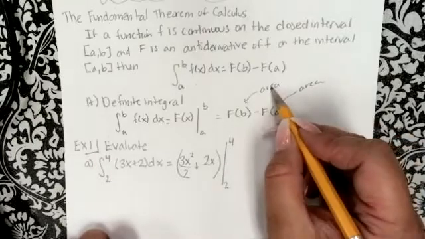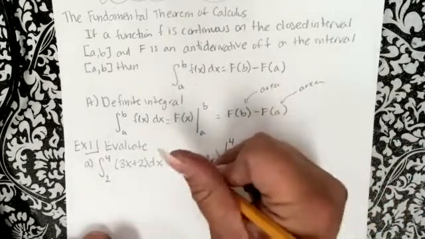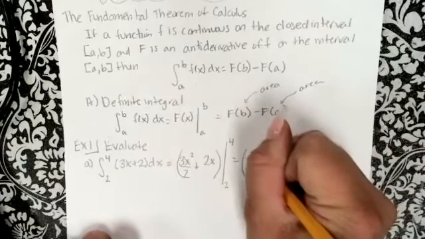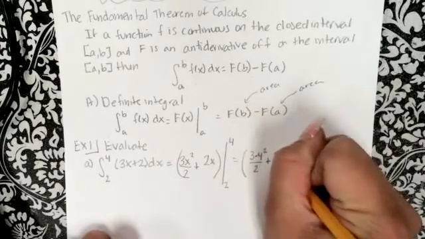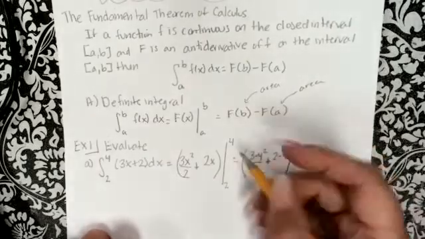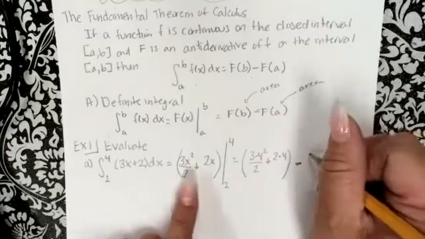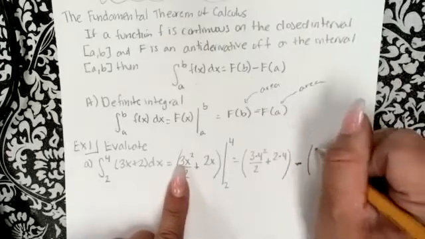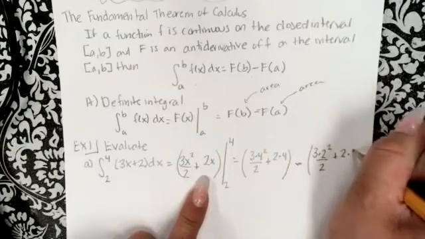Now I'm going to plug in the upper bound into the antiderivative. So I'm going to first plug in the number 4 right here and right here. So this is going to be 3 times 4 squared divided by 2 plus 2 times 4. You take your upper bound, and now I'm going to subtract the lower bound. So now I'm going to plug in the number 2. So that's 3 times 2 squared over 2 plus 2 times 2.